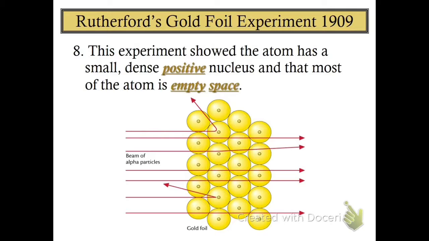What that shows is that the atom is mostly empty space, which is why most of the particles can go straight through without hitting anything. But those that were deflected, if positive particles were deflected, they must be hitting something positive. And so they concluded that there was a dense and small positive nucleus.